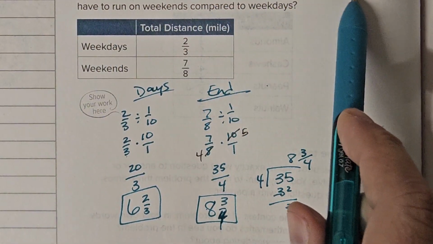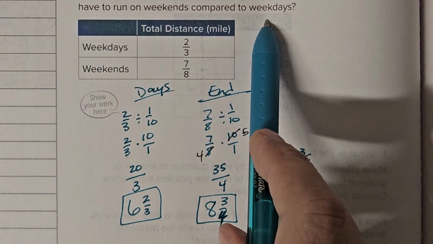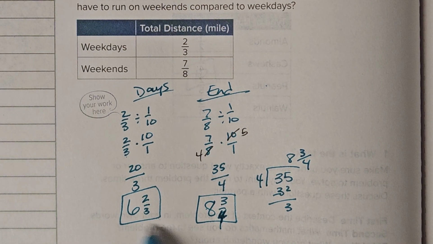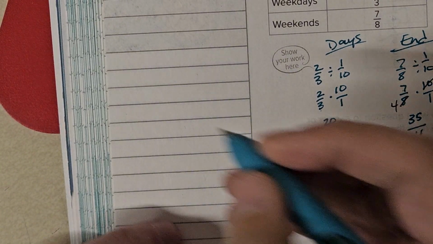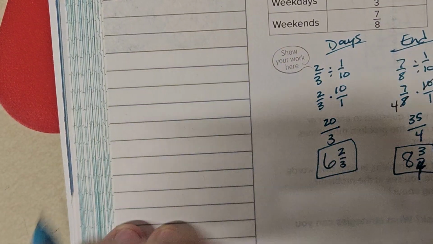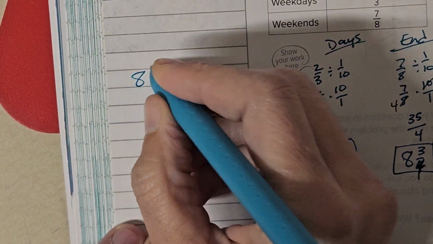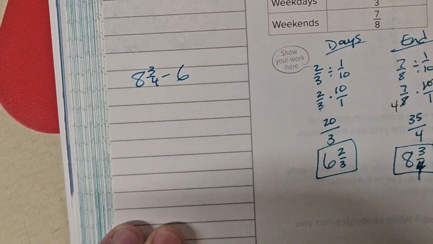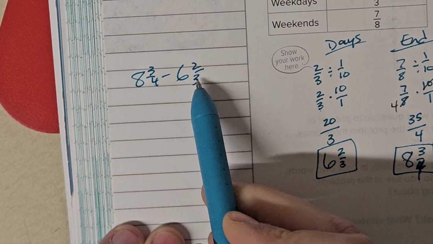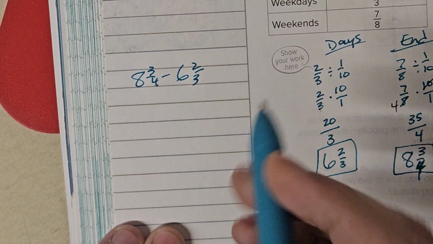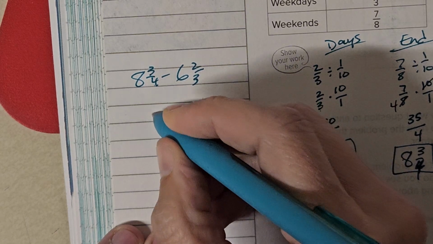Okay, now, the question says, how many more sprints will she have to run on weekends compared to weekdays? Well, this one is bigger, so we've got to subtract them. Do you remember how to subtract these from elementary school? They have to have the same denominator. So 4 and 3 will have 12 as a denominator.